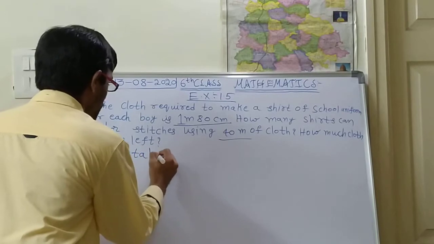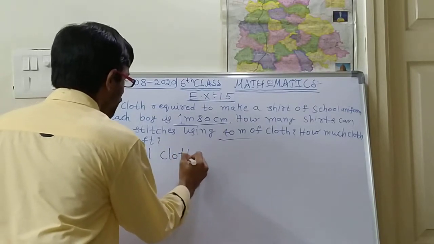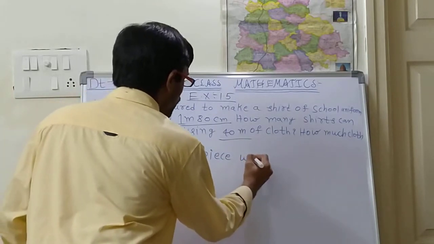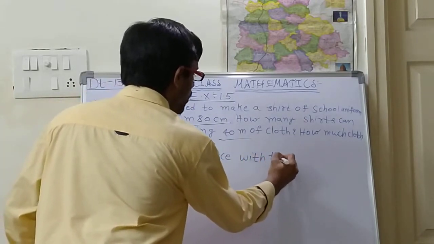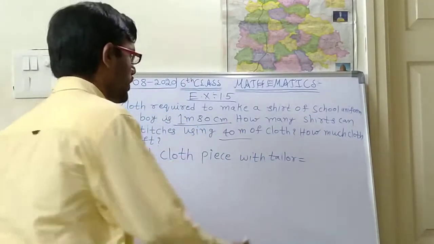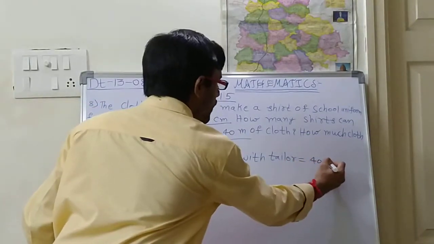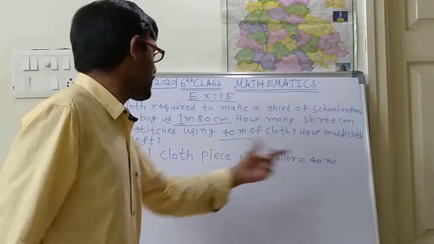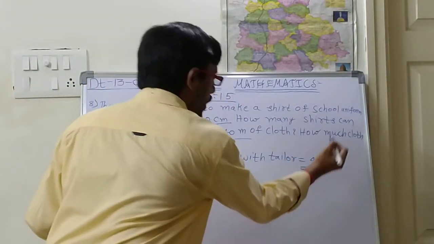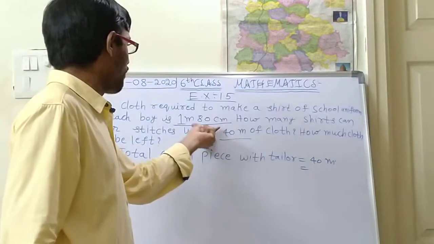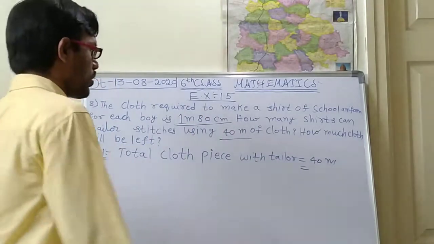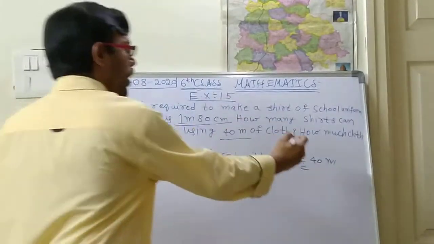The first step is the total cloth piece with the tailor. How much cloth is there? 40 meters. So 40 meters is the total cloth with the tailor. You have to convert this into centimeters. Why? Because here centimeters is given, 1 meter 80 centimeters. For your convenience, you have to convert.